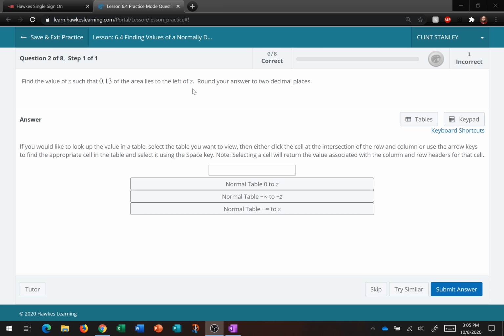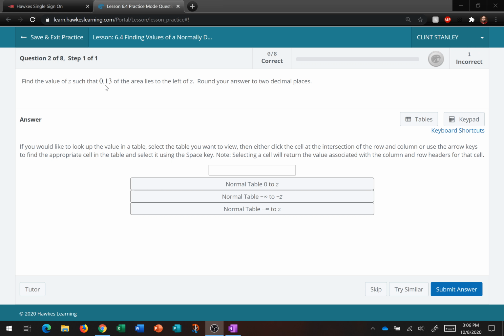Our tables give us the area to the left of the z values we look up, so we're just going to look for 0.13 in the tables. For some reason it gives us this 0 to z table. You can completely ignore it if you want to. You don't ever have to use it unless you just want to and you understand it. So here I'm going to be looking for an area of 0.13. I notice that that's kind of a small area, so I'm going to start on the negative side of the table. If these numbers are too small on this side, then I can go to the other one. And so you don't have to think too hard about which one to use.